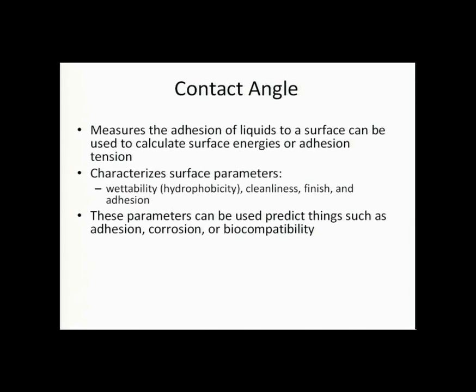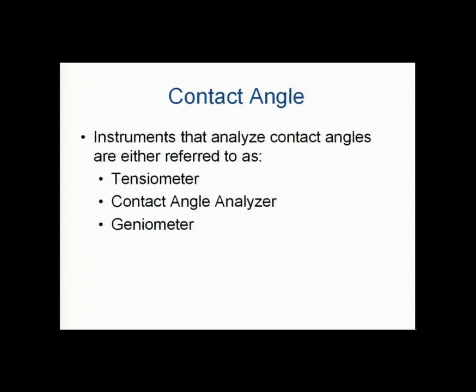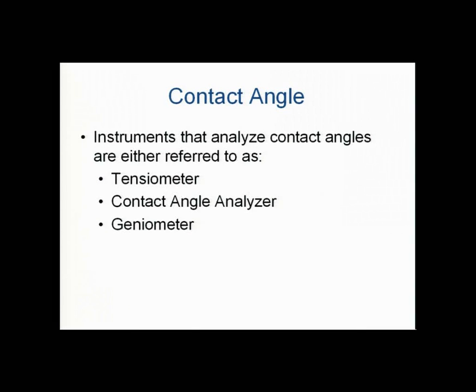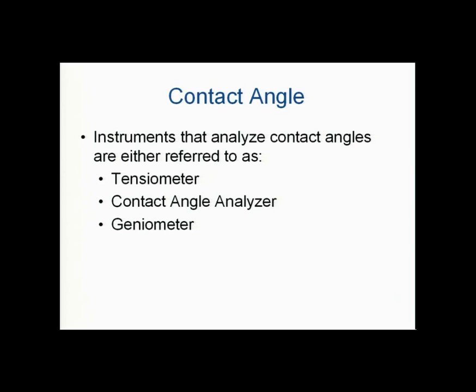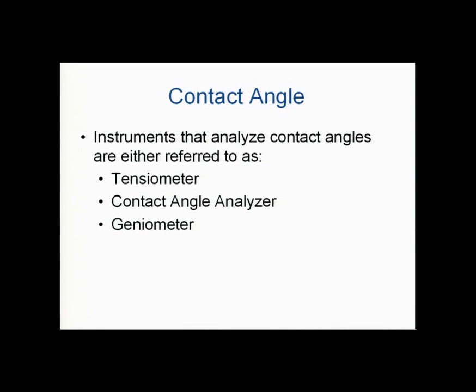These parameters can be used to predict things such as adhesion, corrosion, and also biocompatibility of materials, which is very important whenever introducing foreign materials into a living thing. So instruments that analyze contact angles are either referred to as tensiometers, contact angle analyzers, or goniometers.